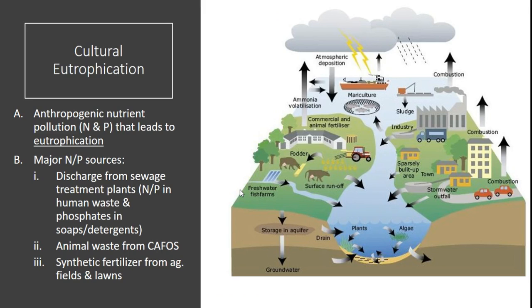Now, eutrophication can be a natural process, but most oftentimes it is driven by some sort of anthropogenic or man-made effect. And this is what we call cultural eutrophication. So, this is going to be nitrogen and phosphorus nutrients typically found due to synthetic fertilizers, maybe even discharge from a sewage treatment plant that contains human waste, and phosphates from your soaps and detergents. This might also come from a manure lagoon found at a CAFO, which is where they store their feces. We know it can also come from synthetic fertilizer from an agricultural field or maybe even your neighbor's lawn.